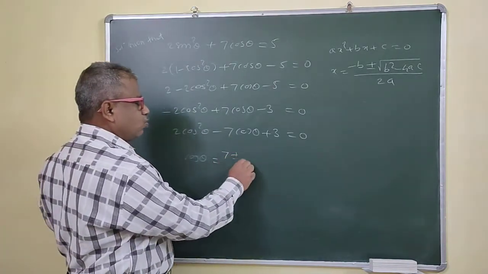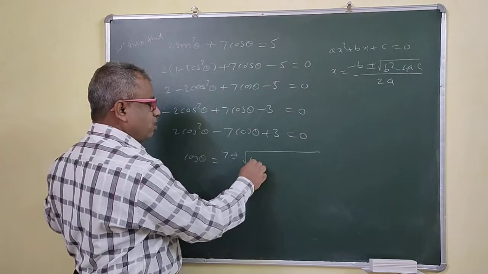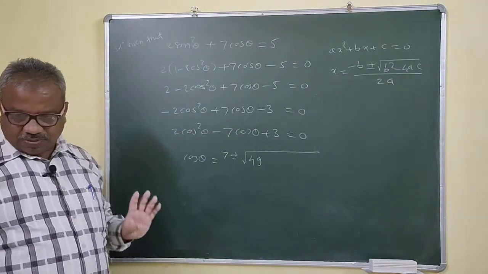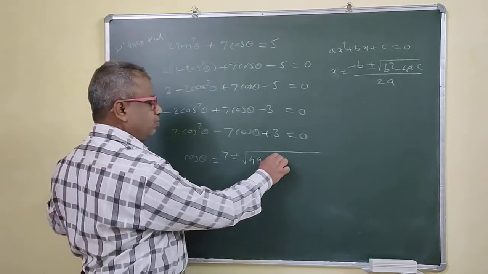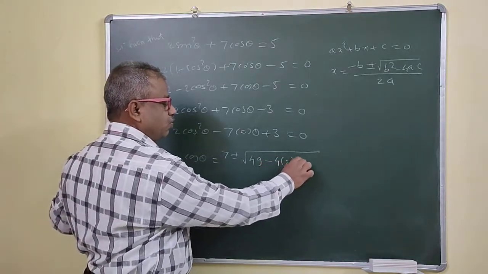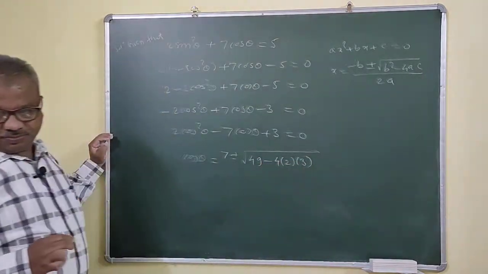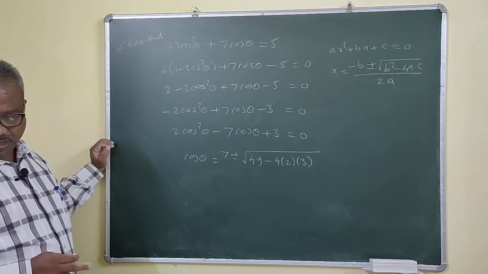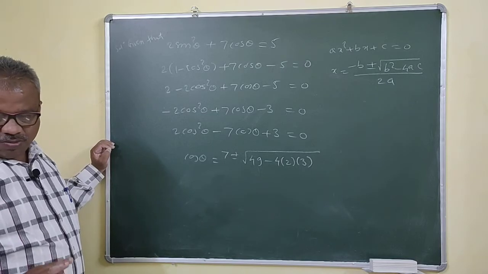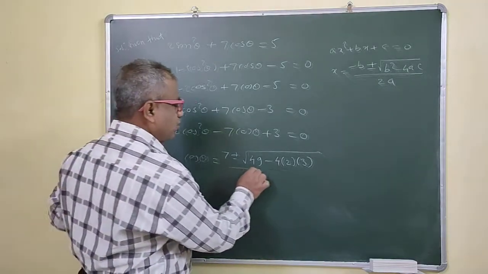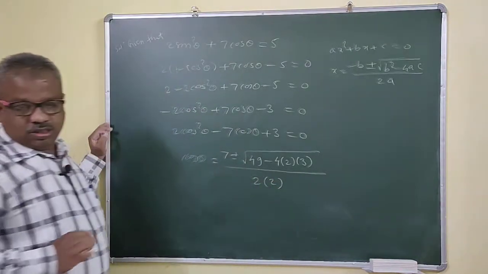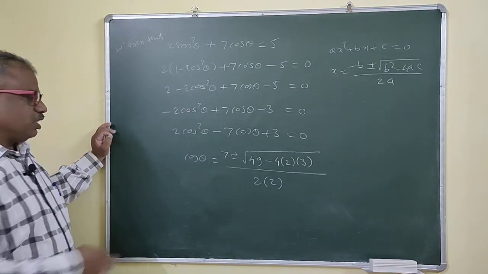Plus or minus root of b square. Your b square is what? 49. Whether you take the plus sign or minus sign, the square is always positive. Then minus 4, your a is 2, your c is 3 now. Minus 4ac. Just write the exact values of 4, a and c now, upon twice a. A is your what? 2. Now just simplify this.